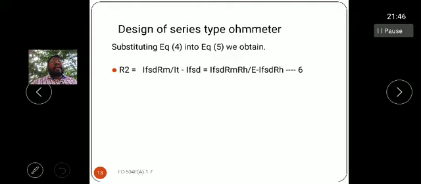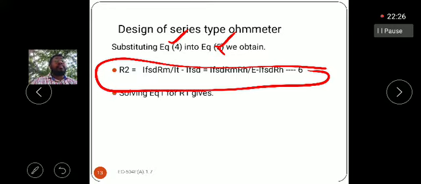Then substituting equation 4 into equation 5, we obtain R2 is equal to the full scale deflection current into RM divided by IT minus the full scale deflection current, that is, I full scale deflection RM into RH by E minus I full scale deflection into RH. That means substituting equation 4 into 5, we get the R2 value, that is equation 6.